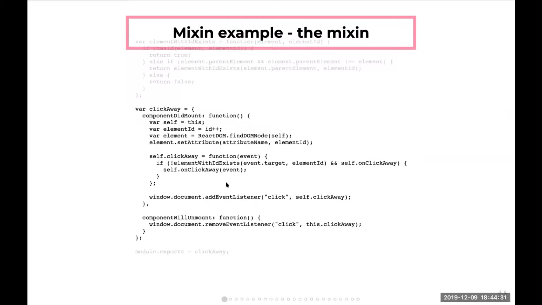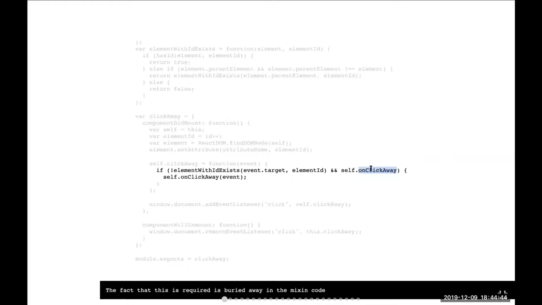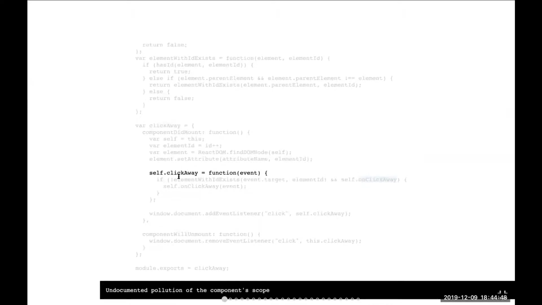Next slide. This is an example of what the mix-in looks like. So this is my click away mix-in that I showed a second ago. The first thing I want to point out is there was already an on click away that we used in our component. But there's also this other thing attaching to the component called click away. That's an event listener that's attached to the click event here. And without delving into the code of this mix-in, we don't even know that this is here.